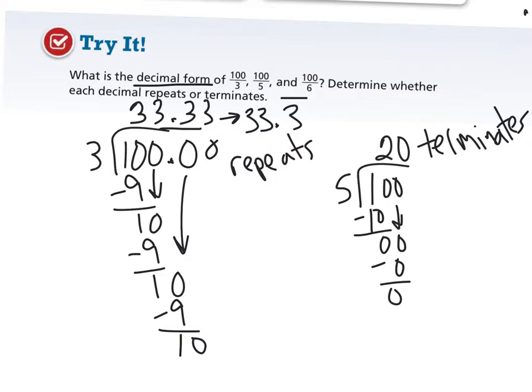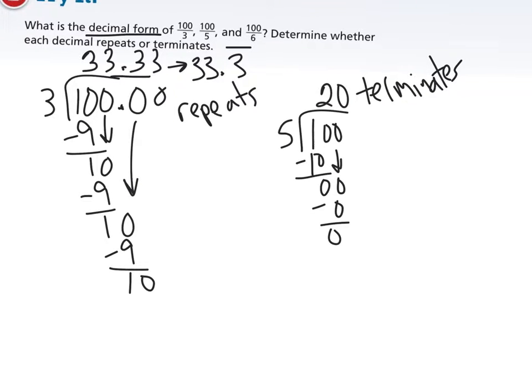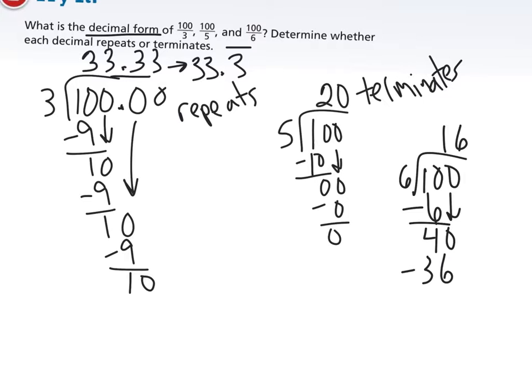Okay? And then the last one, we've got 100 divided by 6. So 6 doesn't go into 1, 6 into 10, 1 time. 6 into 40 would go 6 times, which is 36. And we're going to have to keep going on this one.